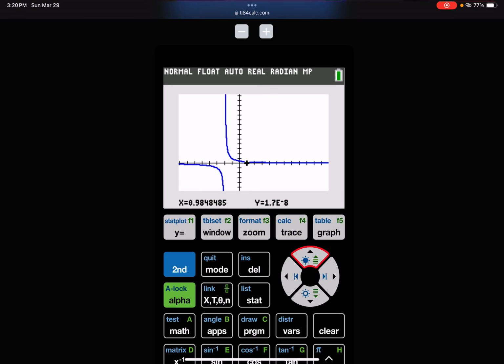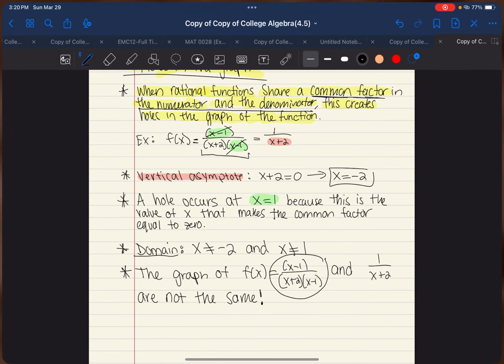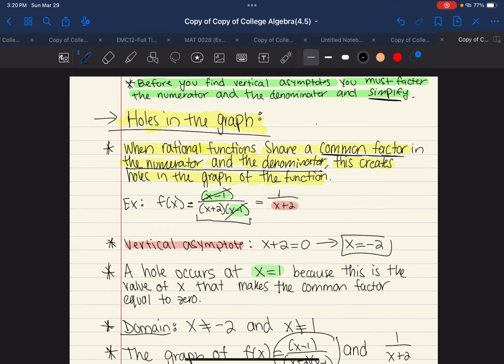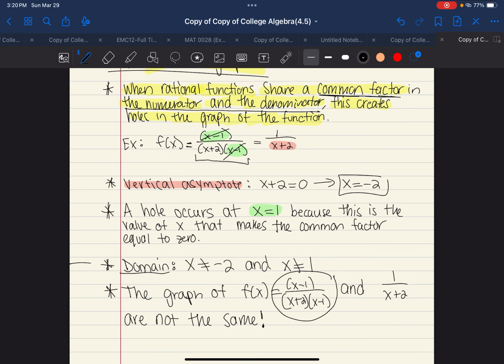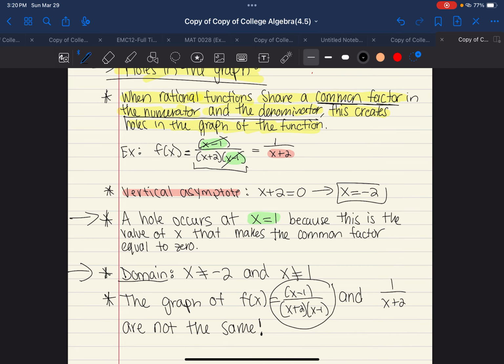So if you don't factor these and simplify before you find your vertical asymptote, you're going to get the answers wrong. If there's a common factor, the common factor in the denominator will not be a vertical asymptote, but it will still be a part of the domain because that will still make the original function undefined. And it will create a hole in your graph at that x value.